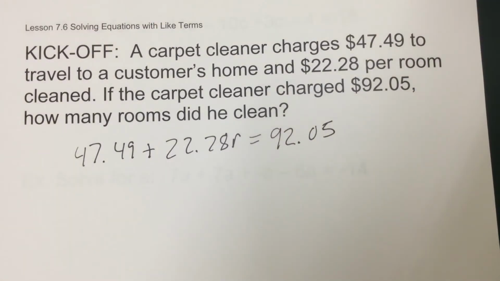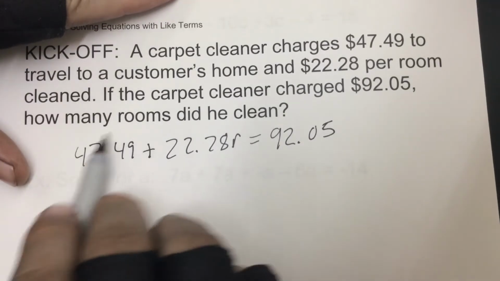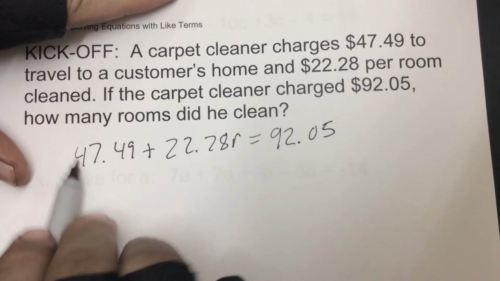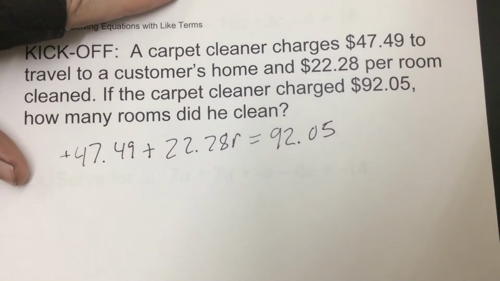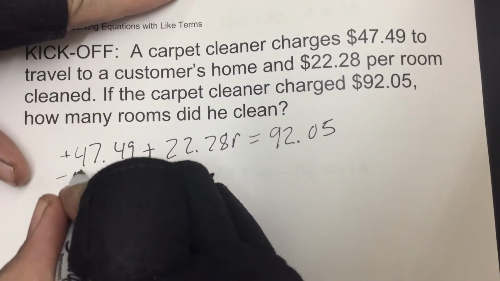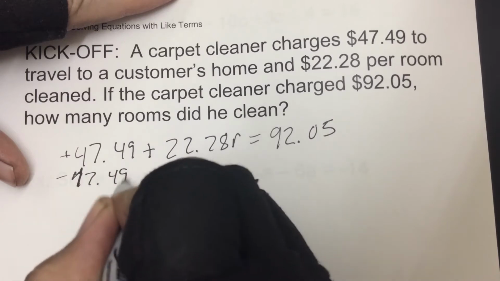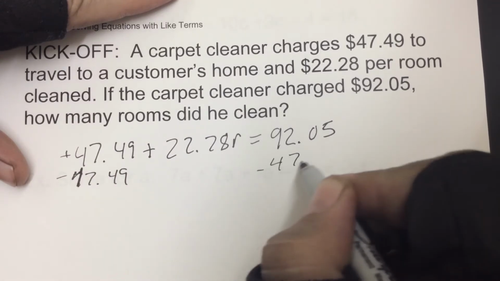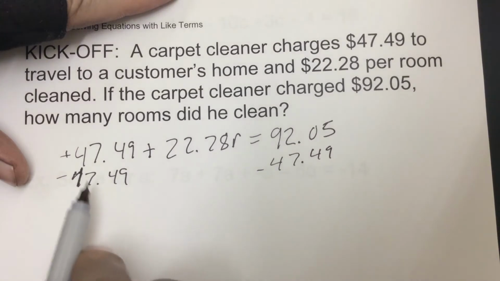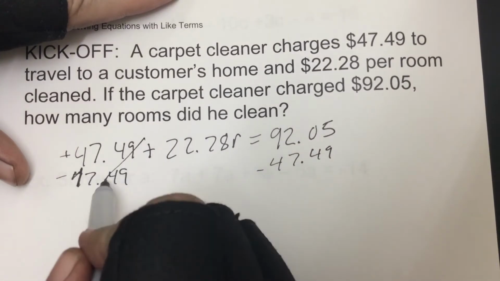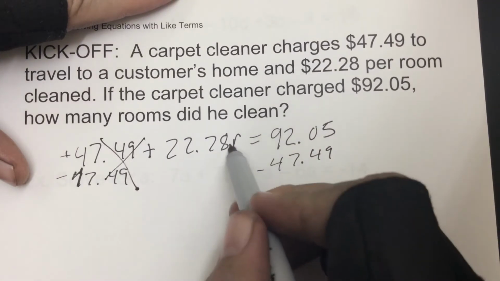All right. So, order of operations, we're going to take care of what's added or subtracted first. Since there's no sign here, think of this as a plus. So opposite would be to subtract the 47.49 from both sides. What you do to one side, you have to do to the other side. So if I have 47.49, I take that away, I have nothing. It's gone. And then we bring stuff down.